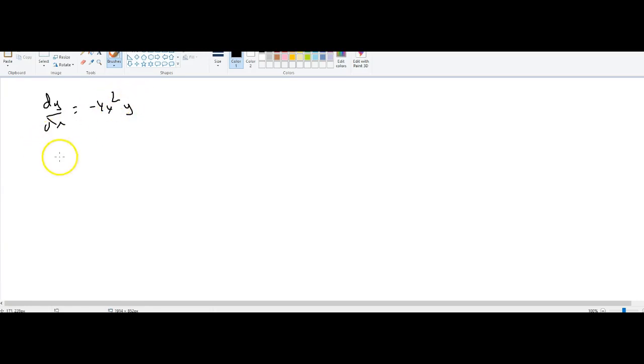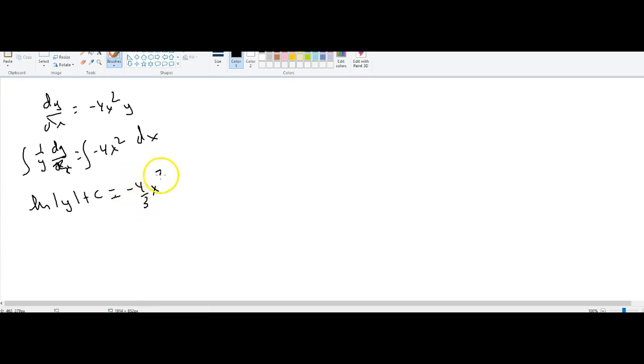Okay. So the first part's what we've been doing all along. You get 1 over y by moving it to the other side. You get all the y's on one side, all the x's on the other side. Once you have that lined up, you integrate both sides. Bam, bam. dx. Drop that off there. And I get ln y plus c equals negative 4/3 x to the third plus c.